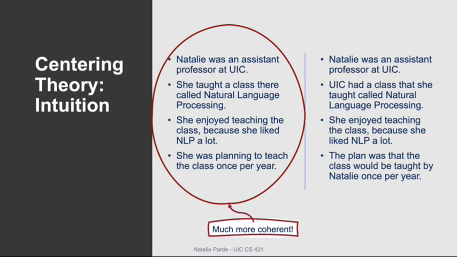We can intuitively agree that the first text passage is more coherent. It just seems easier to read and flows better. Centering theory seeks to encode this notion using a series of rules based on shifts in entity salience.